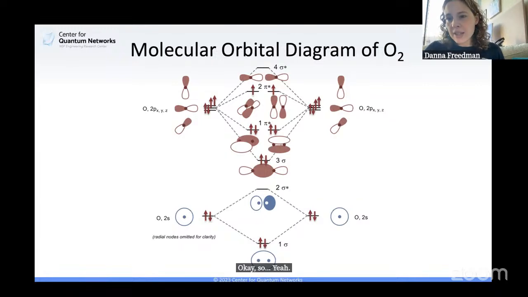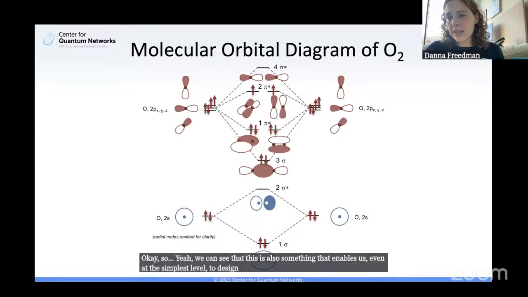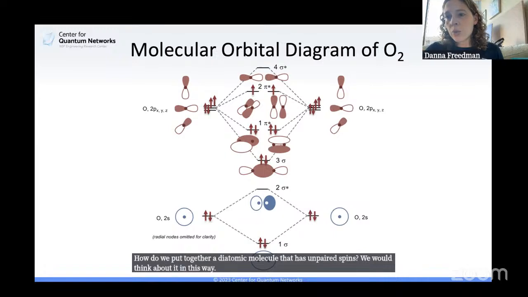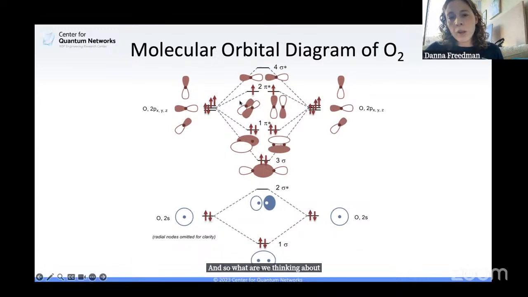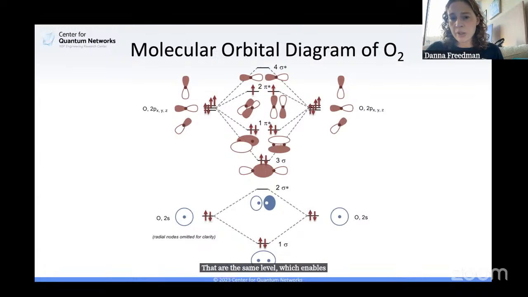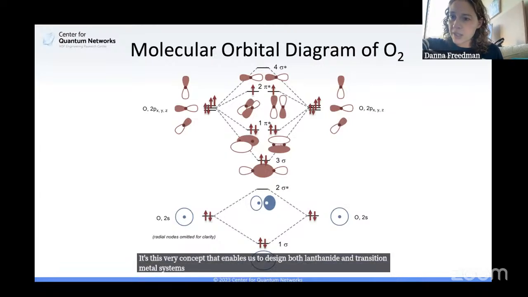We can see that this also enables us, even at the simplest level, to design systems. If we want to ask how we put together a diatomic molecule that has unpaired spins, we would think about it in this way. The way we have unpaired spins is we have two energy levels that are degenerate, the same level, which enables us to have unpaired spins, and we don't get spin pairing. It's this very concept that enables us to design both lanthanide and transition metal systems that are operable for use in quantum networks and other systems.